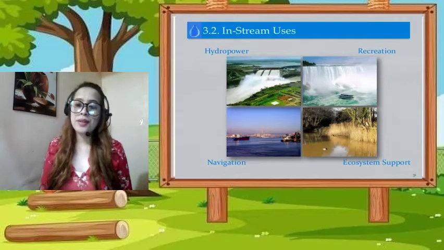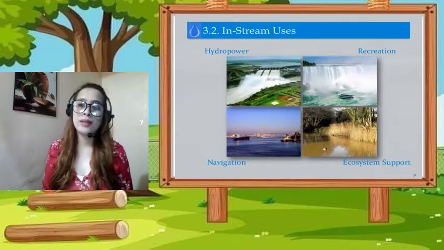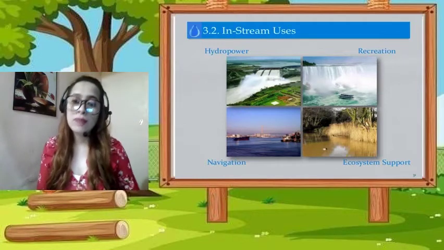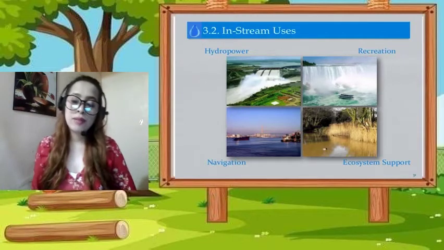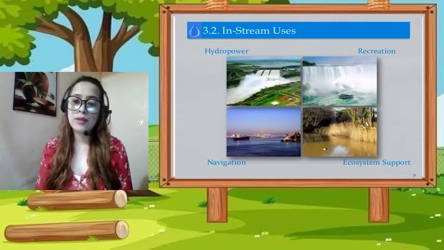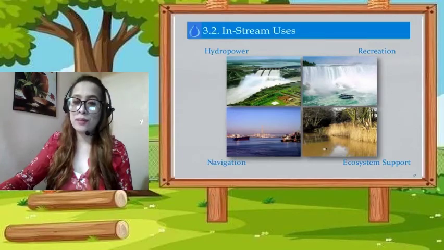Another is the in-stream uses. In in-stream uses, we have the hydropower use, the recreational use, the ecosystem support, and the navigation support. That's why we call it in-stream use. Still, we use water in different ways, even during our recreation time. And navigation means that when we travel, we use water, we use the sea. And then the ecosystem support also uses water. And the hydropower that we use, the reservoir that we use.